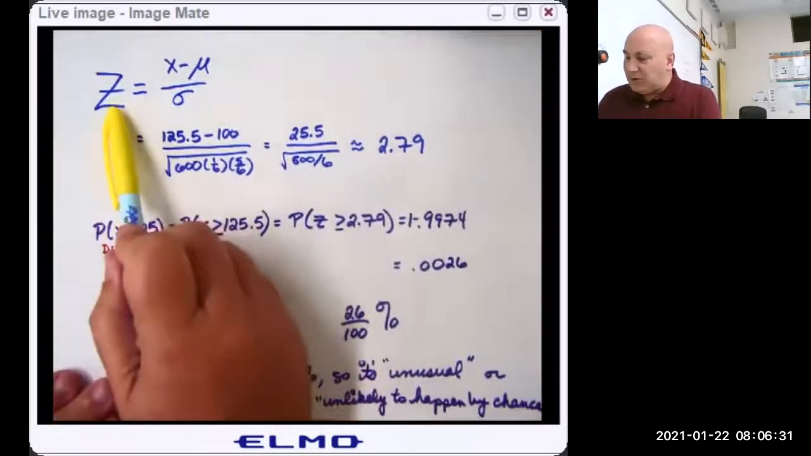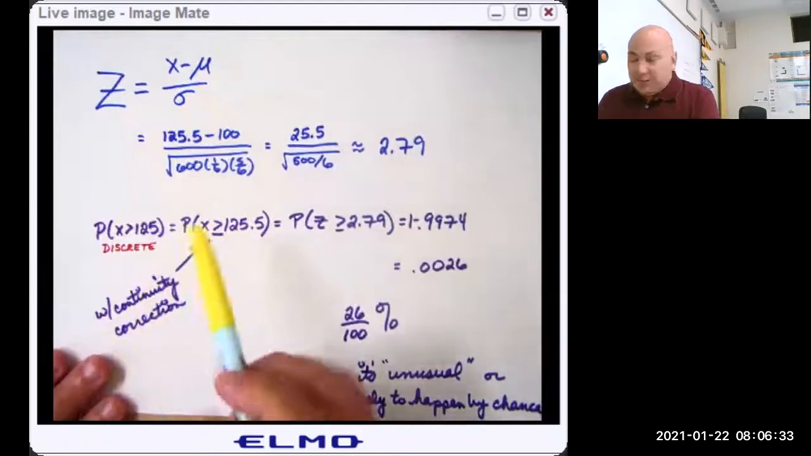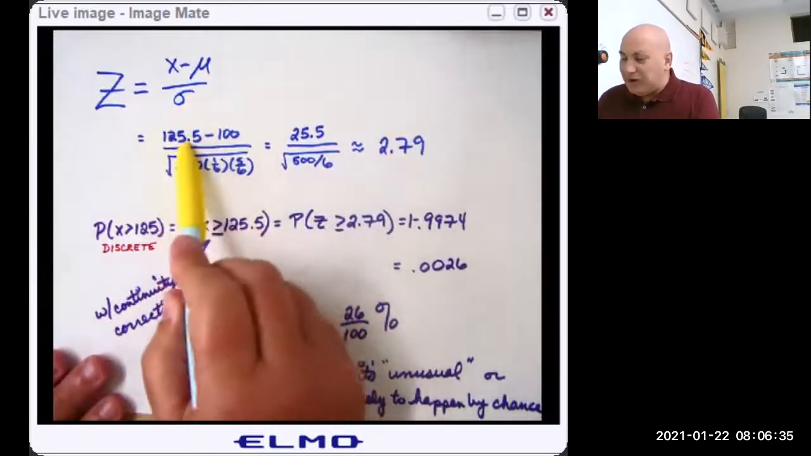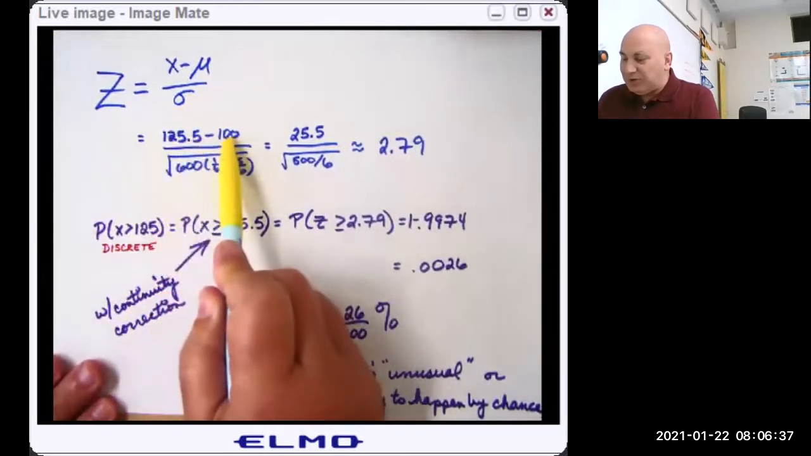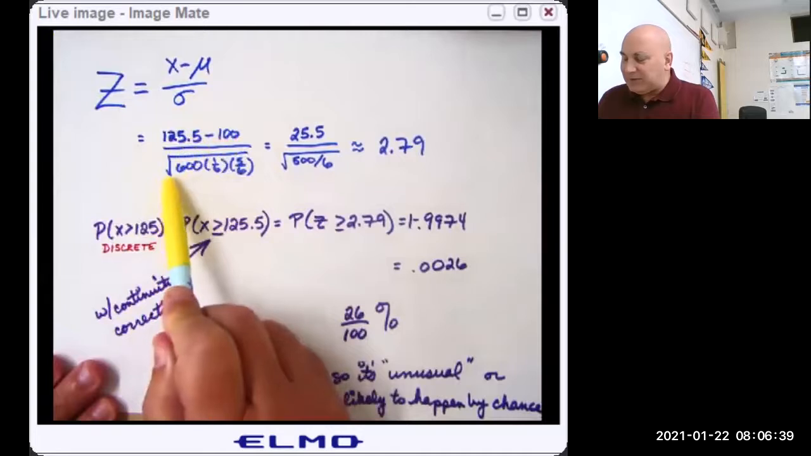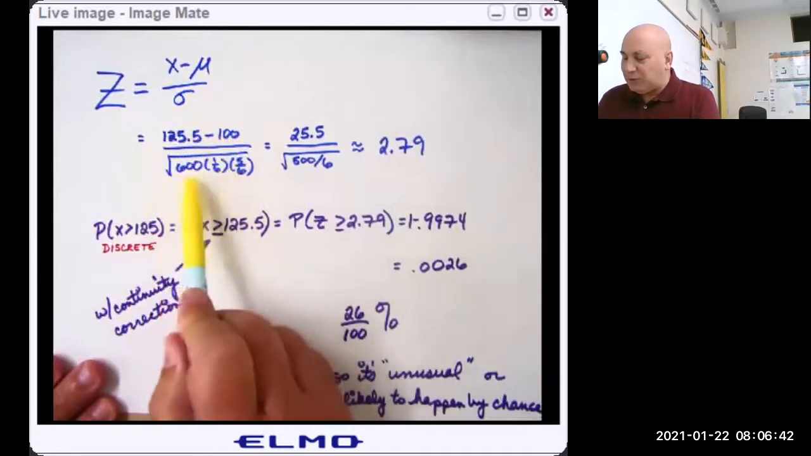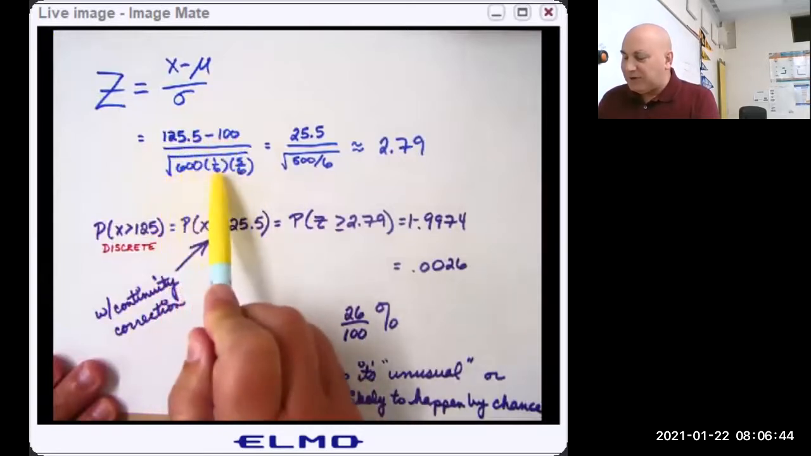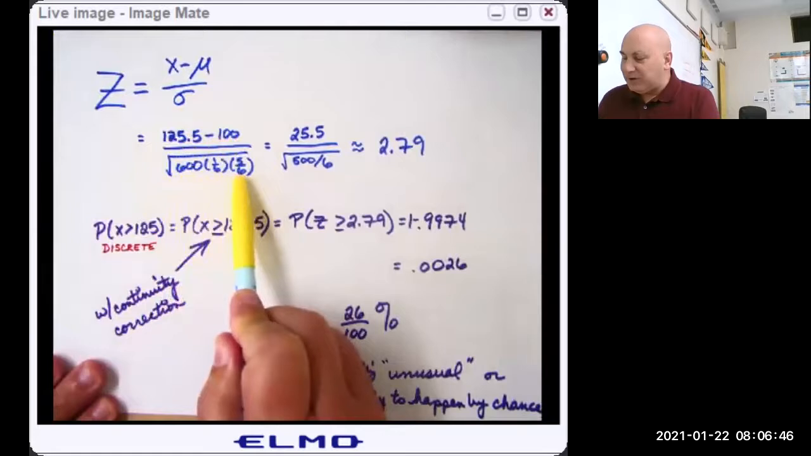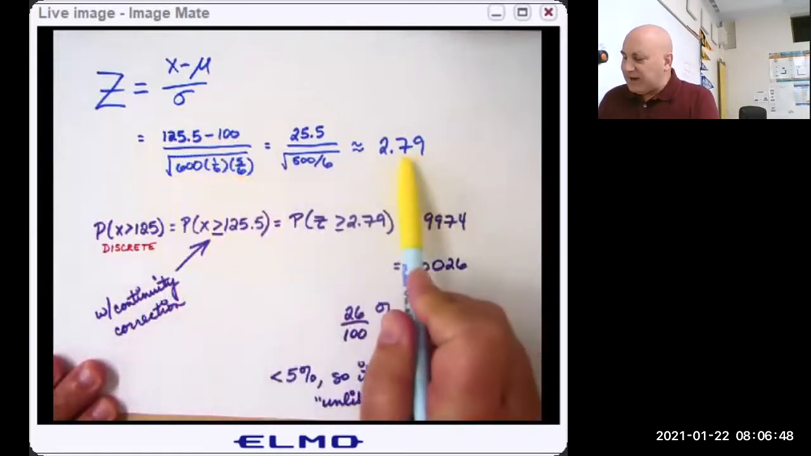So we have a z-score, x minus mu over sigma. My x is going to be that continuity correction number. My mu is 100. And here's my sigma, the square root of npq: 600 trials, probability of success, probability of failure. So I have a standard deviation of 2.79.